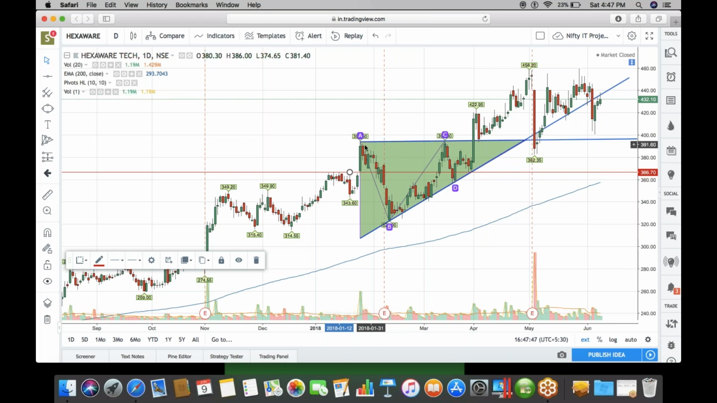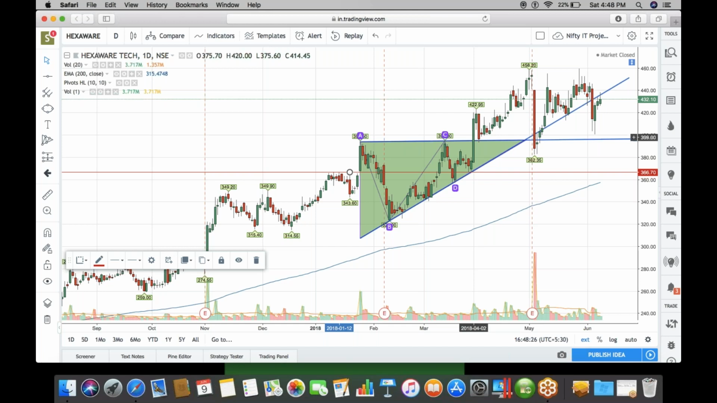Now, what should be the behavior of the volumes? Just analyze the behavior of the volume. Here, as soon as the pattern is formed, the volume is high. Okay, and then volume diminishes. Okay, see this. As the triangle is formed, volume is diminishing. Volume has come down. Okay, and then as soon as the breakout is happening, the volume has suddenly become more than average of last few months in which this pattern has formed.